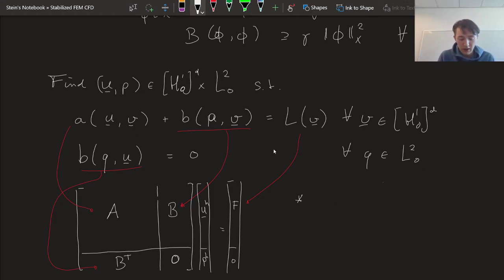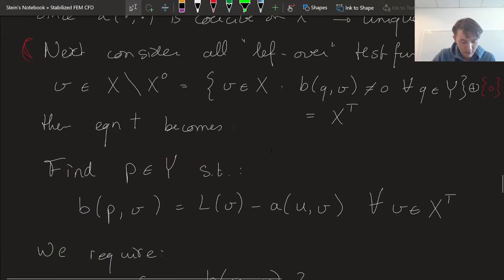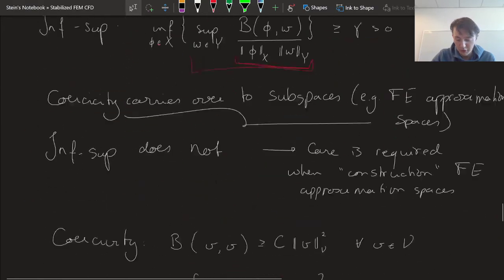So the LBB conditions are that, still coming from the weak statement here, we have that A of V comma V is going to be larger than or equal to some C times V squared in the H1 norm for all functions V in. And then we had this special space, right? V, how did I call that? Did I call that V0? Let me scroll up here. Yeah, I think I called this with the superscript 0.